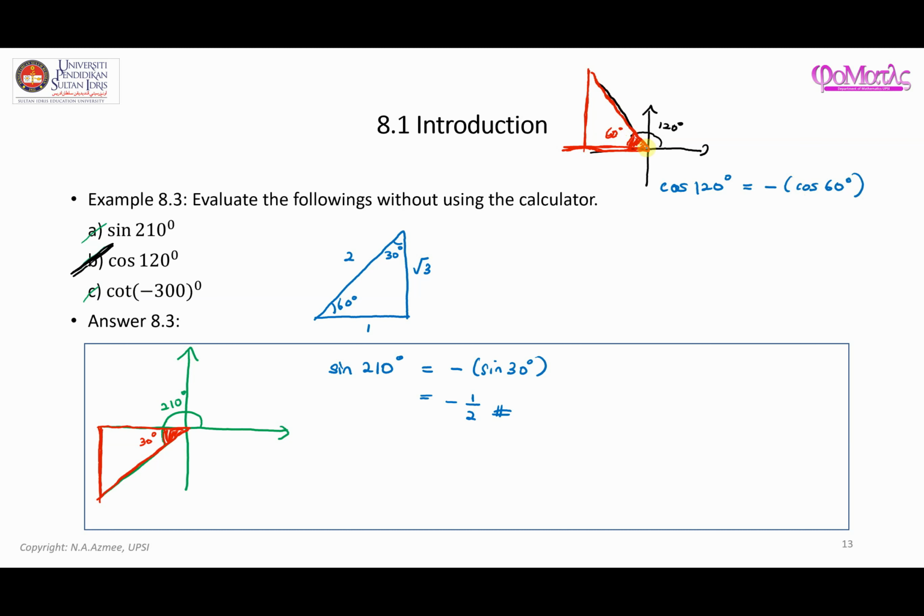Why is it negative? Because I know that in the second quadrant, only sine of theta is going to be positive, and the rest will be negative. So now cosine of 60 degrees can be obtained by looking at this diagram. Cosine of 60 degrees is 1 over 2. So again, the answer is negative 1 over 2.